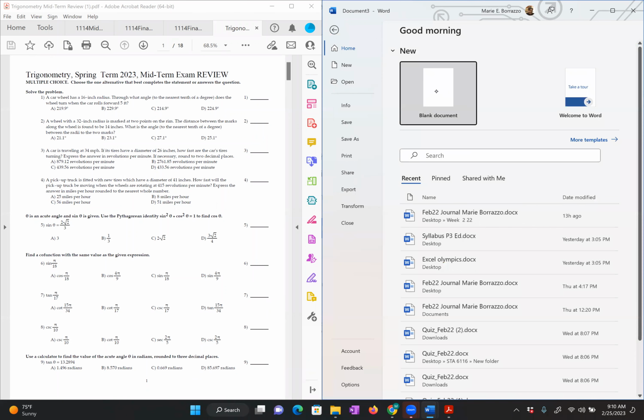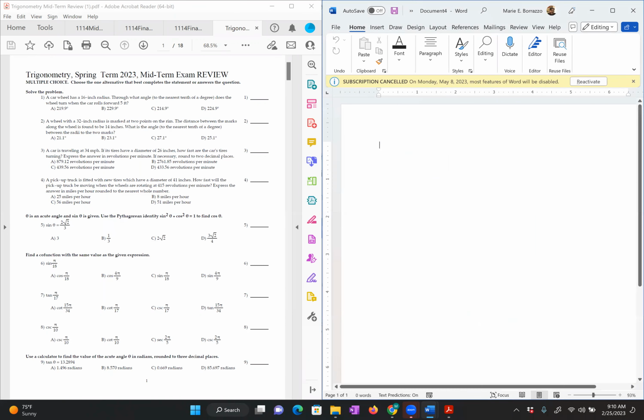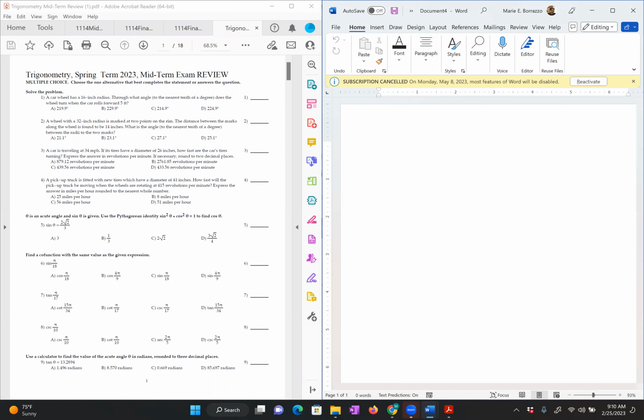Okay, let's look at question 4. In question 4, we have the pickup truck is fitted with new tires, which have a diameter of 41 inches. How fast will it be moving if the wheels are turning at 415? So here's, again, the idea: we have a diameter of 41 inches. We have the revolutions per minute, so rev per minute, given to us at 415.